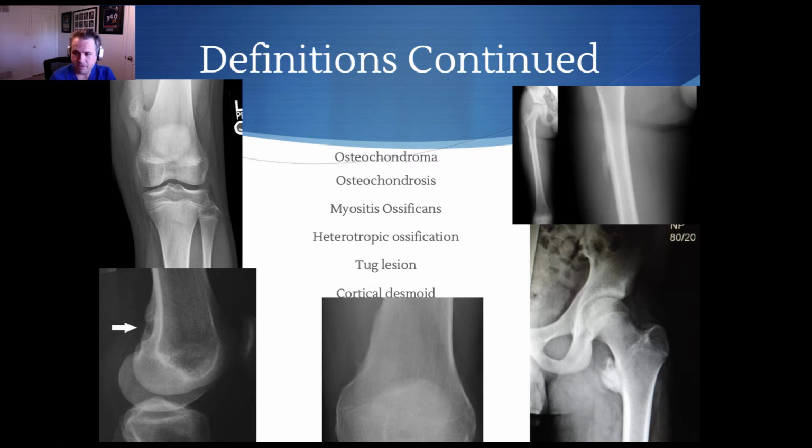Myositis ossificans, this is essentially a bony growth, usually secondary to trauma, that occurs within muscle, and you can see that in this case here within the hamstrings. There would have been a hamstring tear at some point, and where the injury occurred, this kind of bony calcification growth occurred.